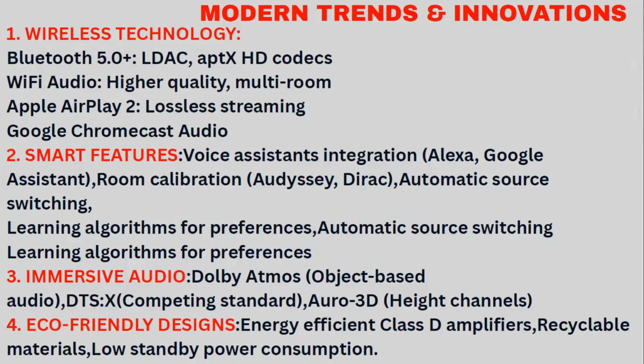Second is smart features: voice assistant integration, Alexa, Google Assistant, room calibration, Dirac, automatic source switching, and learning algorithms from preference. So these are the smart features which are nowadays present in your mobile phone, also the latest mobile phones. We call it modern technology or smart technology.